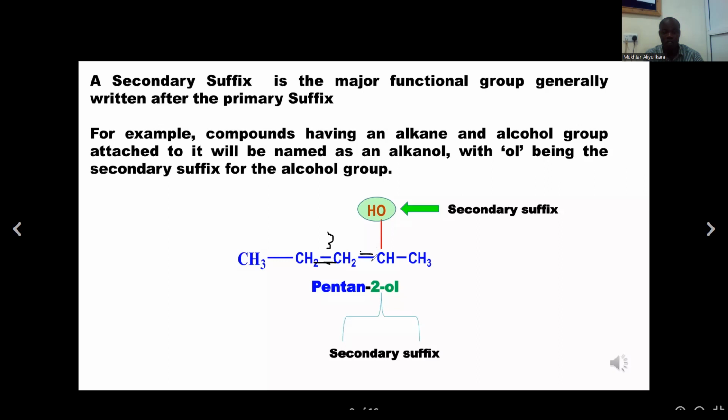We have a triple bond here, so we must also calculate it. 1, 2. So we'll say pent-2-yn-2-ol. So it will be like this. So they are usually compulsory. So that is this.